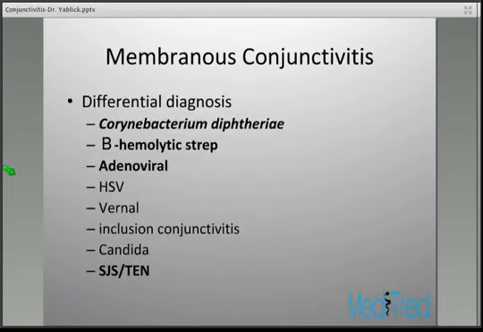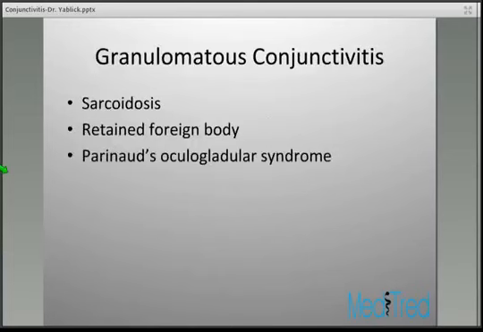This is a differential, and I highlighted a few of the more common entities. But just be aware of it, and we won't really go much more in depth about this. You can also have a granulomatous conjunctivitis caused by things such as sarcoidosis, a foreign body, or Parinaud's oculoglandular syndrome. Again, just be aware of this as an alternative, and I'm not going to go in depth about any of these conditions during this lecture.